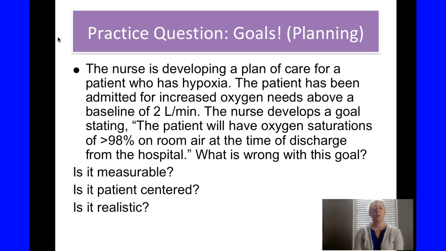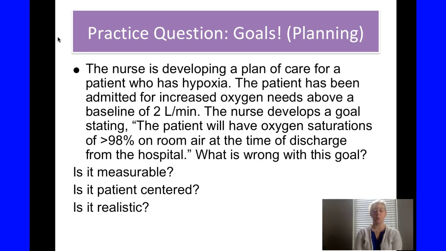to sit back here. The nurse is developing a plan of care. All right, so you're making your plan. You're setting goals for a patient who has hypoxia. What is hypoxia? They have a low oxygen level. They have been admitted for increased oxygen needs above a baseline of 2 liters. That's what you're going to set your oxygen to, 2 liters. The nurse develops a goal stating the patient will have oxygen saturations of greater than 98% on room air. That means without oxygen at the time of discharge from the hospital.